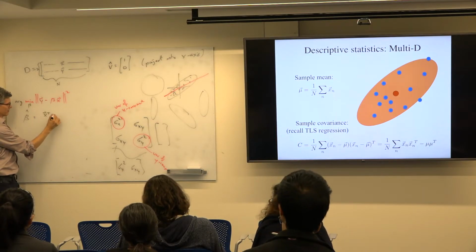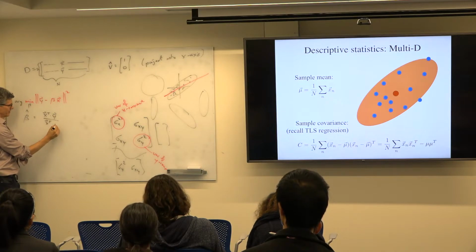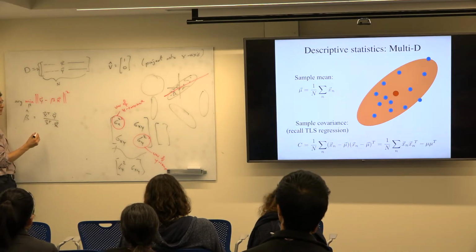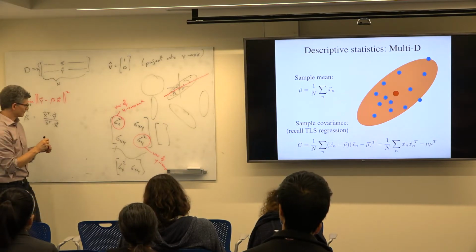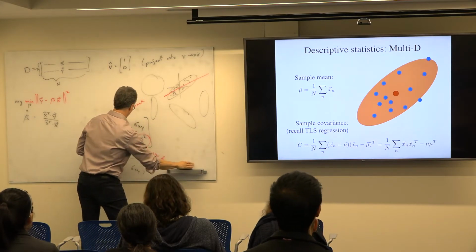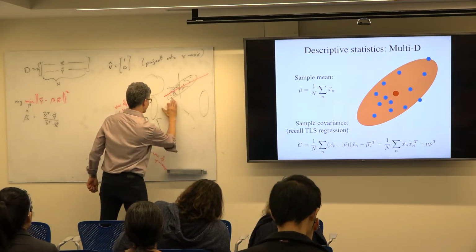X transpose y divided by x transpose x. Okay. That's starting to look good. Remember what these things are in the covariance matrix, right?